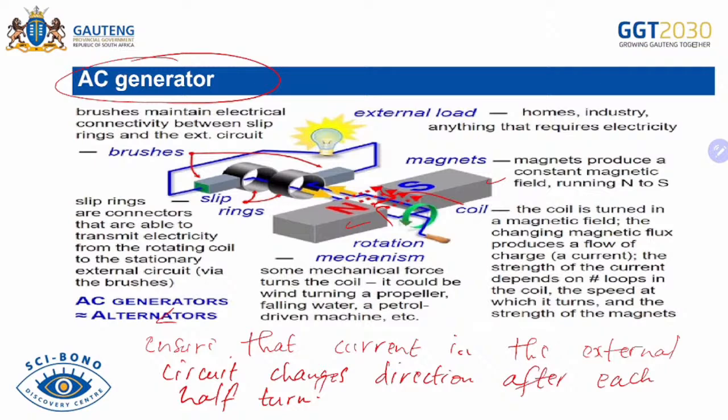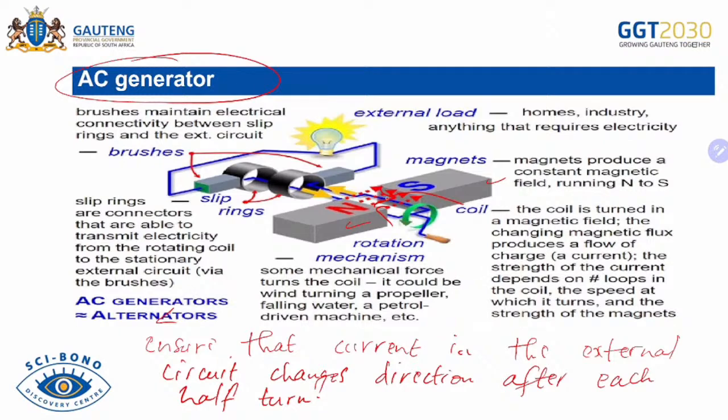What is different here is the direction of current in the external circuit. When it comes to an AC generator, because of the slip rings, the current alternates. But in a DC generator, because of the split ring commutator, the current flows in one direction. But in the internal circuit, the coil that rotates through the magnetic field, the current alternates for both generators. So for both generators, the current in a coil changes direction.